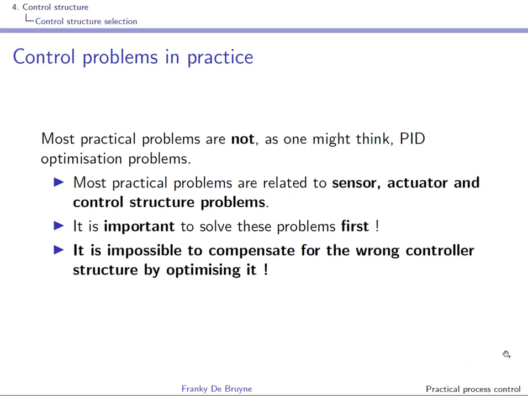Most practical problems are not, as you might think, related to just PID optimization. Most practical problems are related to process problems. Problems are, for instance, sensor problems, actuator problems, and problems related to the control structure. So before you start thinking about optimizing the PIDs, it is important that you solve the process related problems and the problems related to the control structure first, as it is impossible to compensate for the wrong controller structure or to compensate for a process problem by optimizing a PID controller. And this is why we talk about controller structures before we talk about PID controllers and PID tuning.